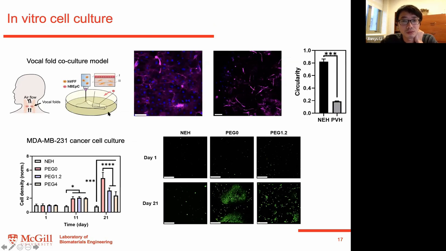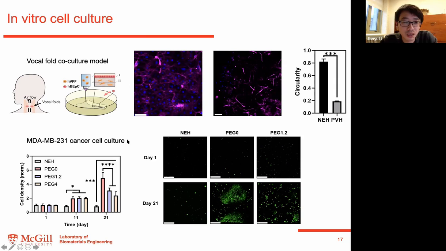And this material system has been demonstrated to develop an in vitro model to study vocal fold regeneration. In that case, we show that we can print it with the fibroblasts for the vocal fold, and we can seed the endothelial cells on top. And we can see that this open porous structure enables the spreading and migration of those fibroblast cells, and we observe a much lower circularity compared to the non-porous hydrogel.